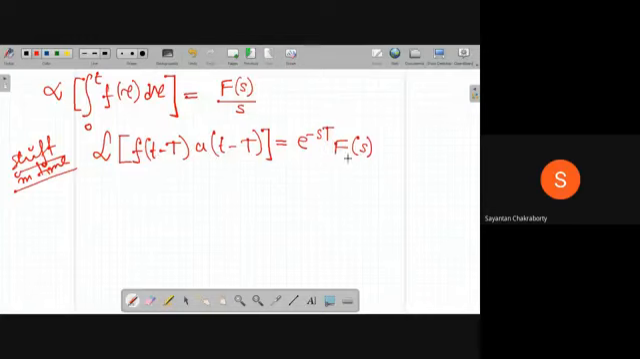I was trying to find out the value of the Laplace transform of f of t minus capital T. Okay. But why have I introduced this u of t minus capital T? Any idea? I could have simply written f of t minus capital T. So why have I used this term u of t minus capital T? Any idea?